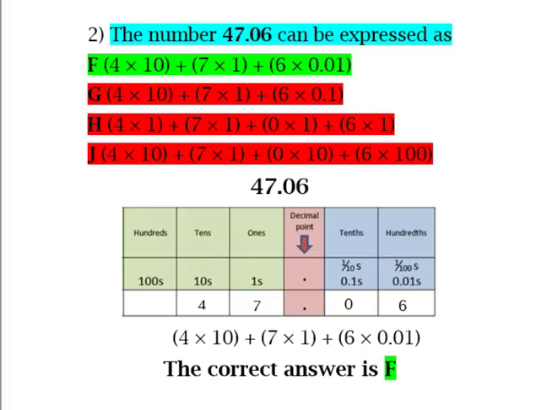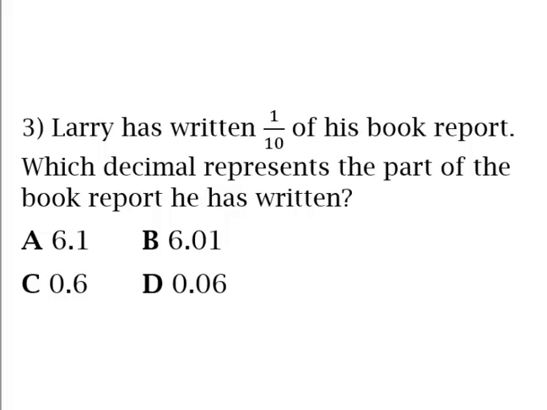Let's move to question number 3. Larry has written 1/10 of his book report. Which decimal represents the part of the book report he has written? A, 6.1, B, 6.01, C, 0.6, D, 0.06.